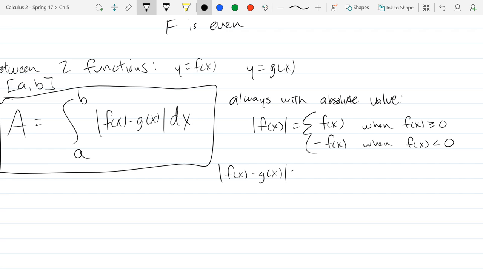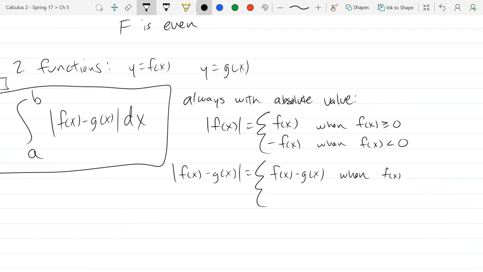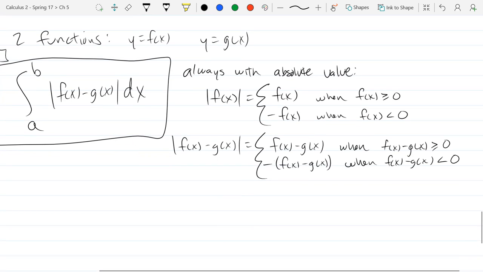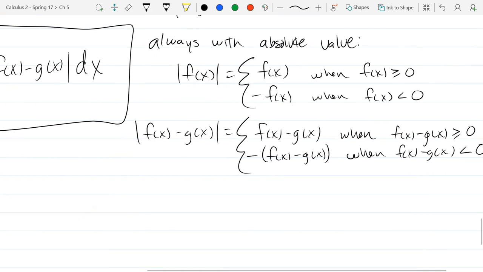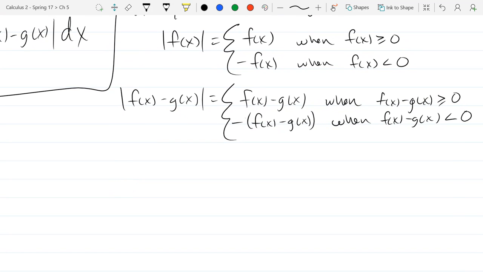So taking that same idea, this step function is going to look like f minus g when f of x minus g of x is greater than or equal to 0, and negative f of x minus g of x when f of x minus g of x is less than 0. So I just basically wrote the exact same thing a second time with f minus g instead of just f.